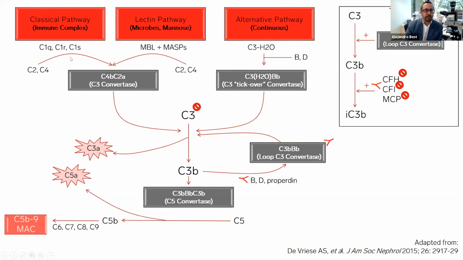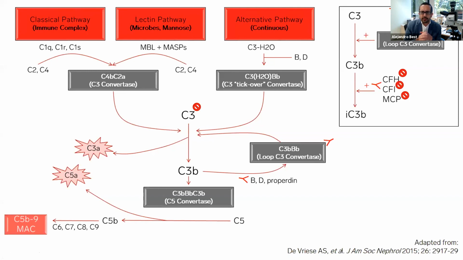The only point I want to make is, unlike the classical and lectin pathways, where you need something that activates them, the alternative pathway of complement is continuously being activated by this tick-over phenomenon, right? Hydrolysis and activation. But why do most of us not get disease? Well, that's because we have an amazing way of regulating this pathway by regulatory proteins and factors. So complement is really good at auto-regulating itself so it doesn't go bananas, which is what happens with these patients.